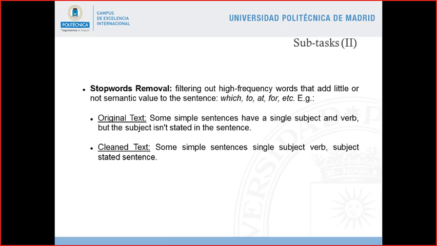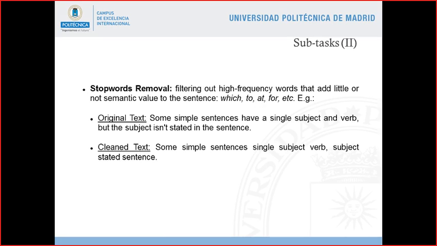it's not a good idea to remove the stop words because the output will be something strange. If you read it without these stop words, it's something strange. So you have to keep in mind the task that you are going to perform in order to remove or not the stop words. The stop words are high frequency words that add little or no semantic value to the sentence. For example, which, to, at, for, etc.